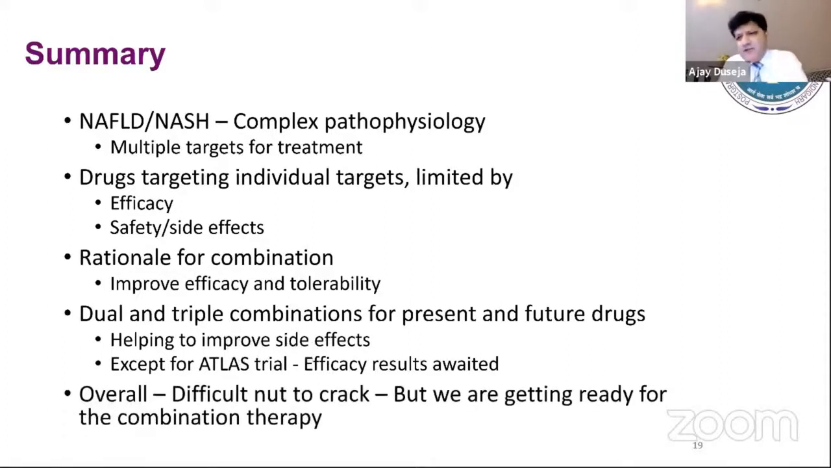Overall, I feel that yes, NASH, when you're looking at pharmacotherapy, is a difficult nut to crack, but we are trying to get ready for this combination therapy, and I think the future will decide the role of this combination therapy in NASH. So thank you very much for your kind attention. I'll stop sharing my screen here. Thank you.